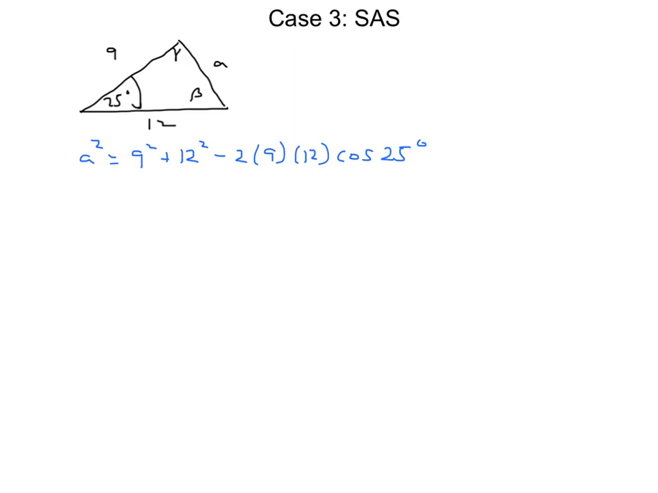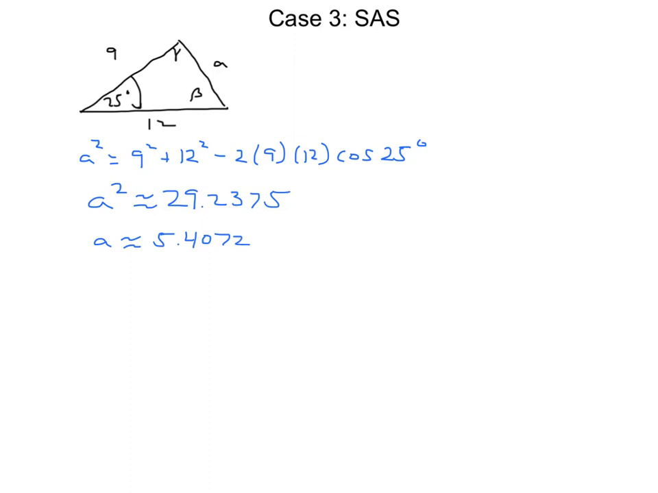And what you'll find is that A squared will be about equal to 29.2375. And then using the calculator, taking the square root, I find that A is about equal to 5.4072.